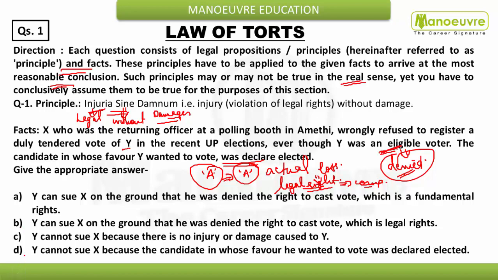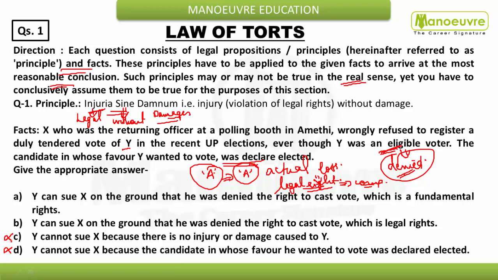and Y cannot sue X because the candidate in whose favor he wanted to vote was declared elected. Now this is a suggestion. So I told you in my last contract video also, suggestion will never be your legal answer. So D option तो आपका आंसर कभी हो ही नहीं सकता. Now Y cannot sue because there is no injury or damage caused to Y. Now this cannot be your legal answer.